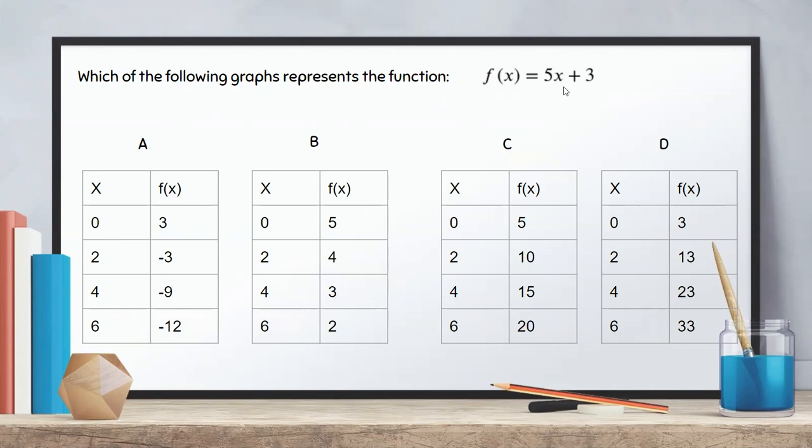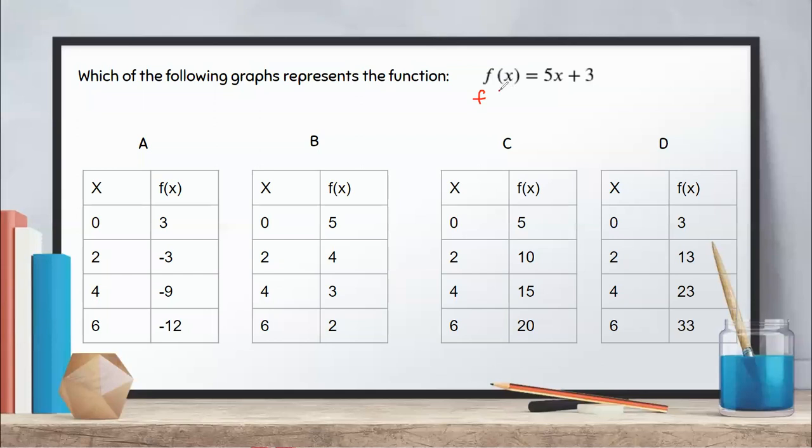So it says f of x is equal to 5x plus 3. So we can use the function and substitute. For example, this first one, if we input 0, it's telling us we should get 3. So let's check. f of 0 is equal to 5 times 0 plus 3. And we're trying to see if this works out. So f of 0 is equal to 0 plus 3, and that's 3. So this first one works out.